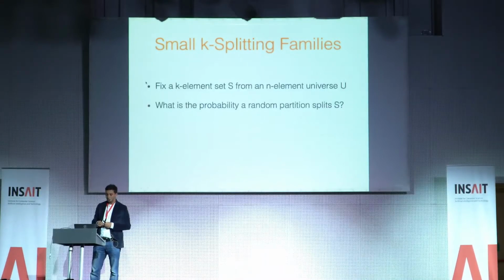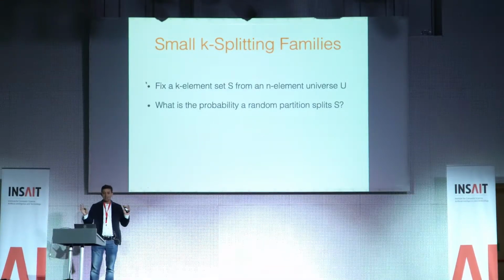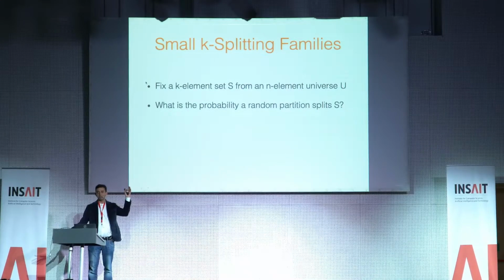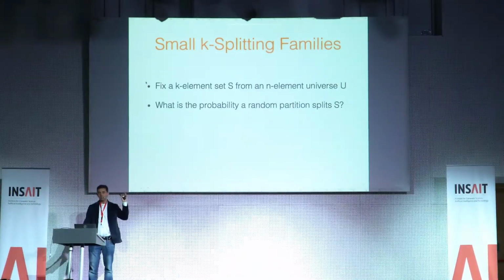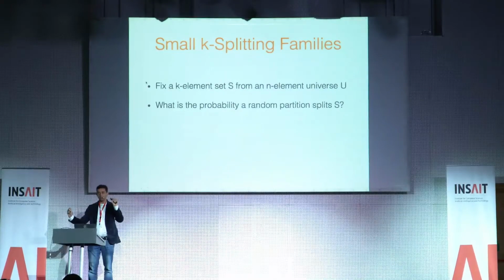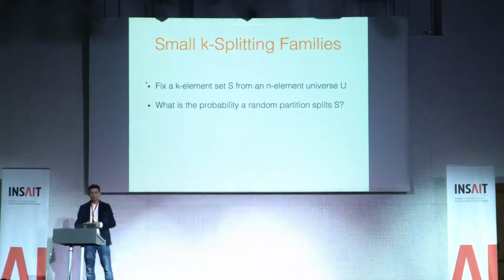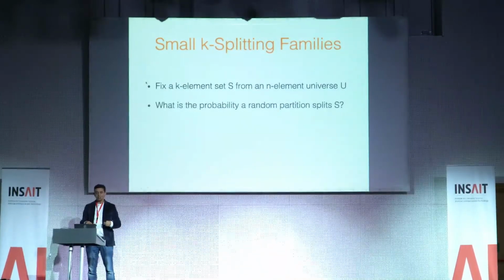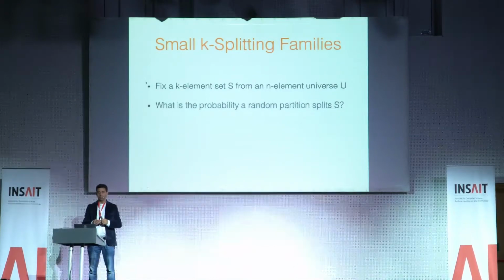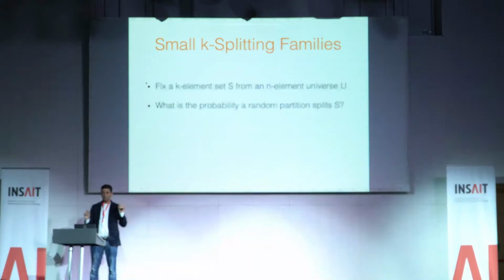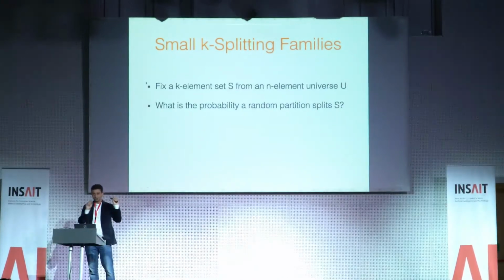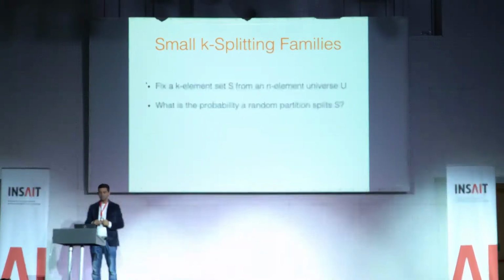Okay? So fix a k-element set from the set of n nodes, right? So you have n ninjas. Pick a particular choice of k ninjas. And you ask, what is the probability that if you randomly partition all the nodes, that this random partition splits S? And something gets split if each element in the set belongs to a different partition.